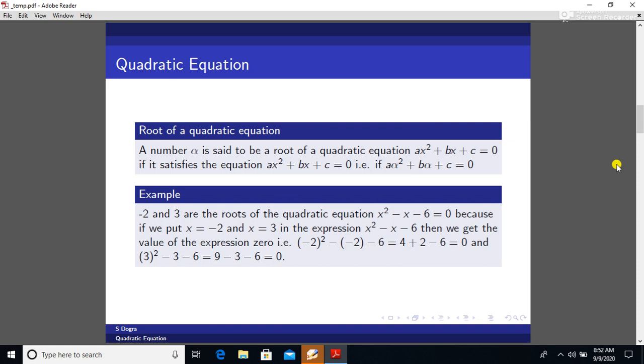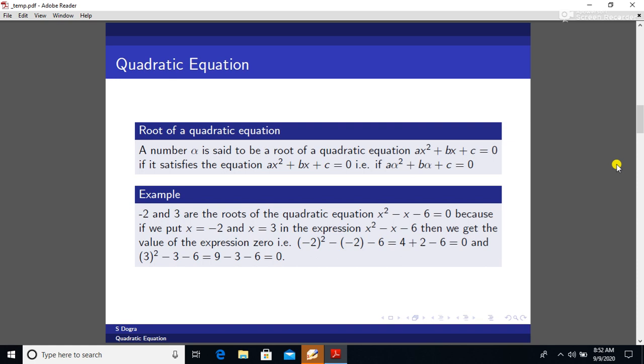Now I come to an example of root of a quadratic equation. −2 and 3 are the roots of the quadratic equation x² − x − 6 = 0 because if we substitute x = −2 and x = 3 in the expression x² − x − 6, then we get the value of the expression 0.